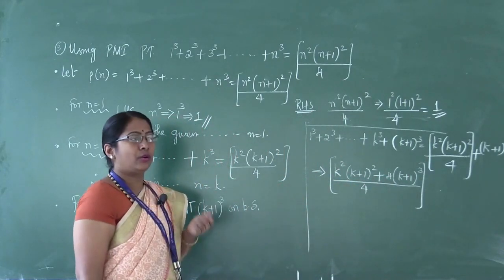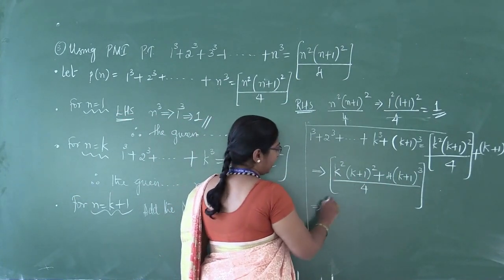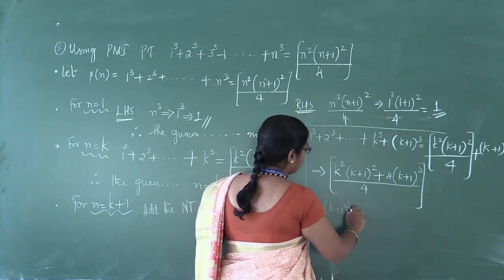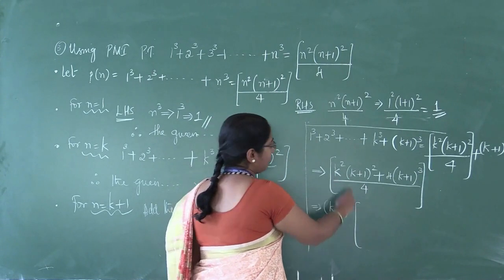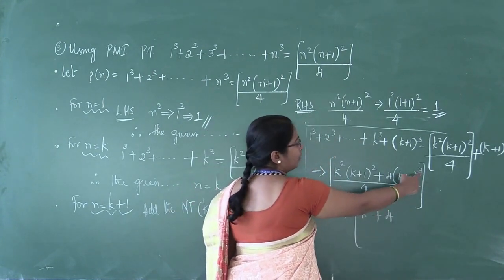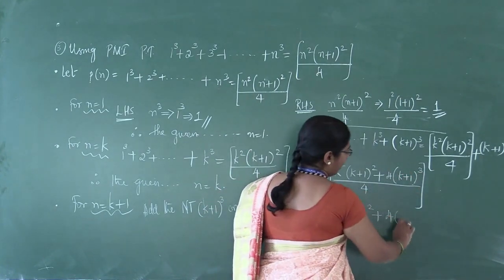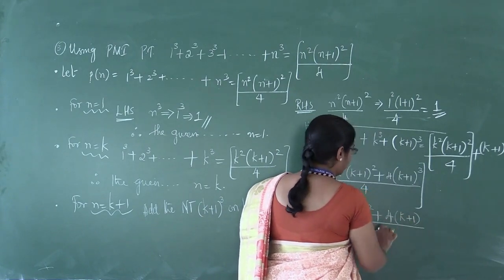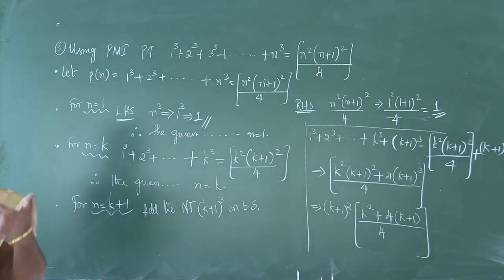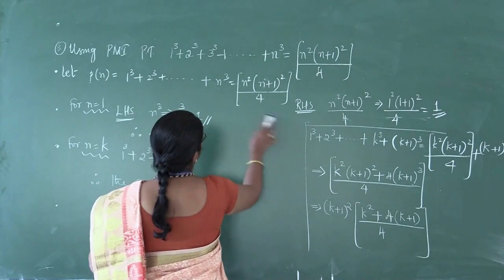Observe the numerator. Which term is common in the numerator? K plus 1 whole square. Take this k plus 1 whole square as common factor. If you take k plus 1 whole square as common factor, what is left out? K square plus 4 times k plus 1 cube I have here, square I have taken out. So which term remains now? 4 into k plus 1 divided by 4. Among the cube, square is taken out, so only one term remains, that is nothing but k plus 1.